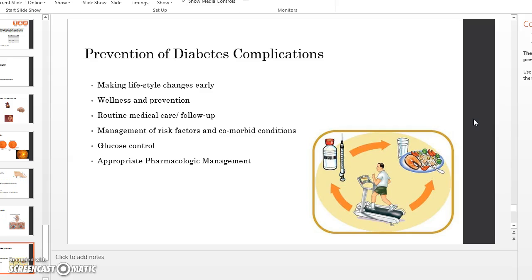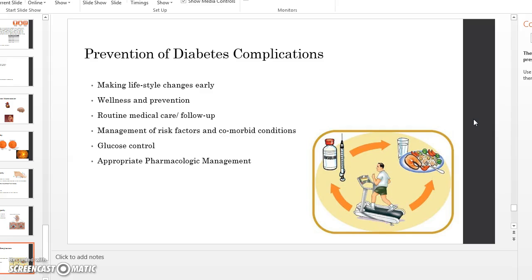The prevention of diabetic complications. So we want to make lifestyle changes early, very much wellness and prevention and follow-up with primary care physicians, as well as routine medical care and follow-up with a potentially interdisciplinary team. Dr. Foley will talk a lot about these lifestyle modifications that can be made in order to prevent the progression of diabetes, and then prevent these diabetic complications that result from prolonged untreated hyperglycemia.